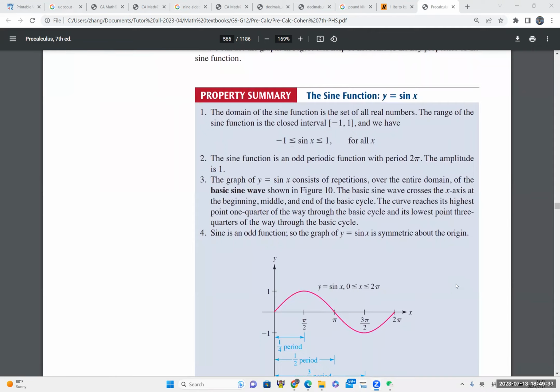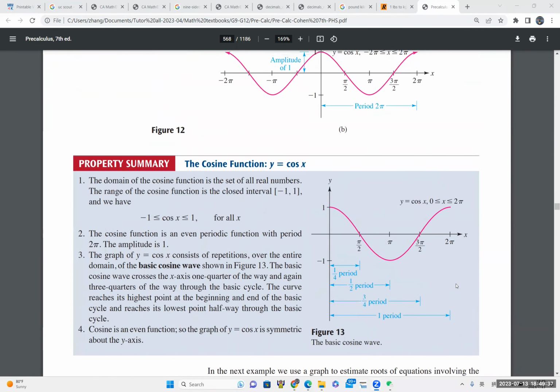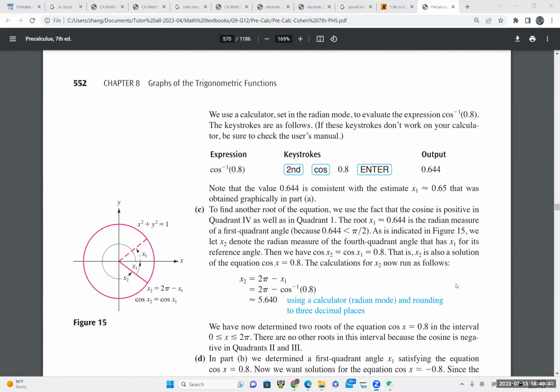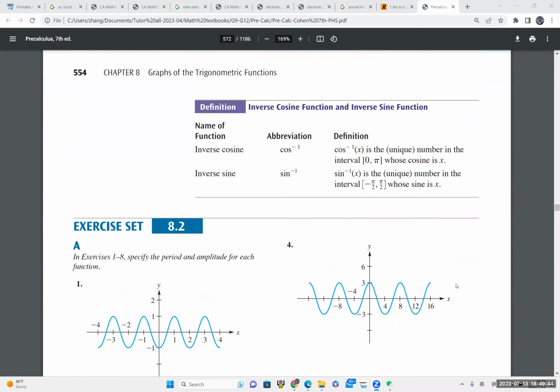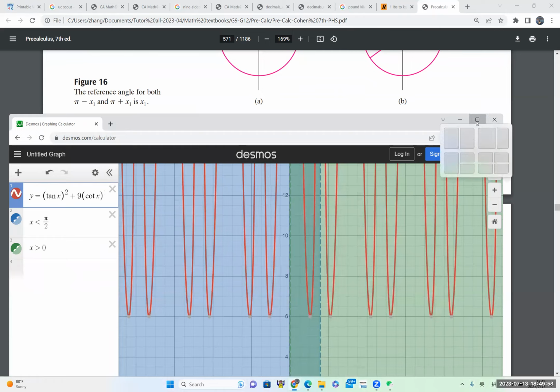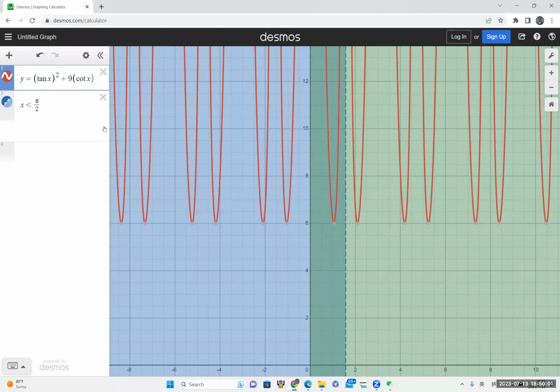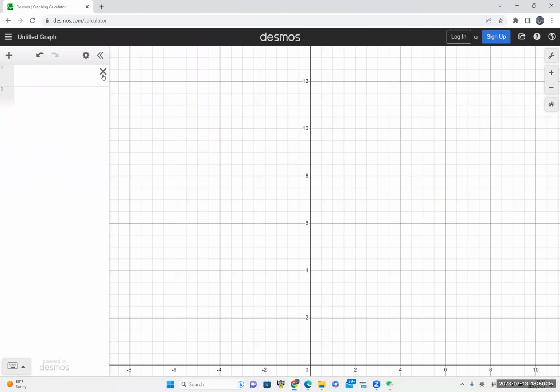Okay, let me quickly go through, then we'll go back. Cosine, here is the definition, inverse, inverse of cosine. Okay, so for this section.